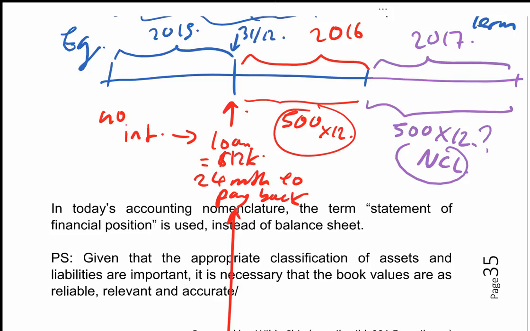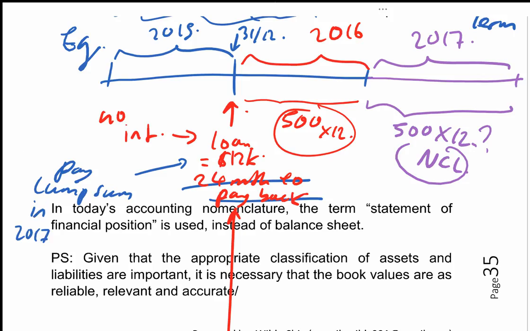Okay, now I change the story a bit. Let's say now I tell you, good news. The loan is paid lump sum in 2017. Does it change the numbers here for current and non-current liabilities? It will change. Because now you got a loan of 12,000, but you only pay in 2017 lump sum. That means you're not going to have this 500 times 12. Instead, you have one lump sum which is 12k. And then your current liability is now 0, and your non-current liability is 12k.